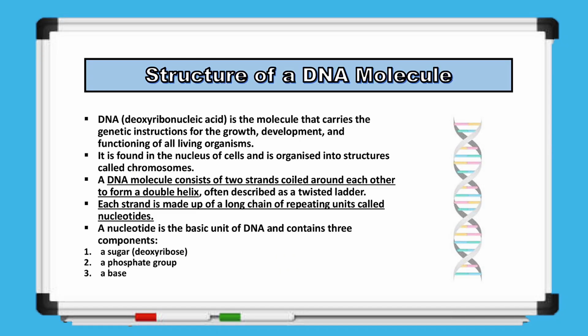Now let us understand the structure of a DNA molecule. DNA, or deoxyribonucleic acid, is the molecule that carries genetic instructions for the growth, development, and functioning of living organisms. It is found in the nucleus of cells and is organized into structures called chromosomes. A DNA molecule is made of 2 strands that coil around each other to form a double helix, often described as a twisted ladder. Each strand is made up of a long chain of repeating units called nucleotides. A nucleotide is the basic unit of DNA and has 3 parts: a sugar, a phosphate group, and a base.